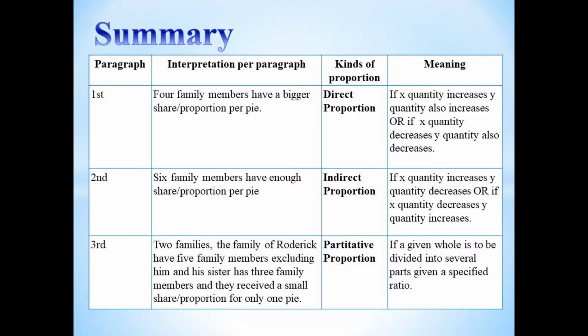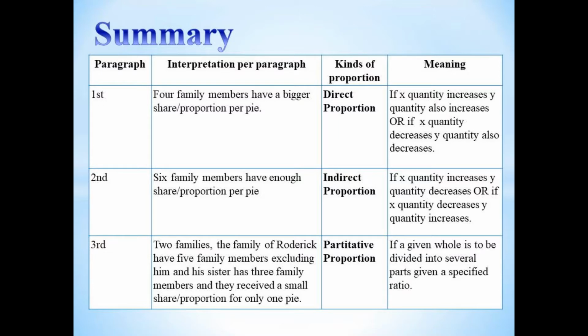Okay, let's now identify the different kinds of proportion as based from the story. In the first paragraph, four family members have a bigger share or bigger proportion per pie. This is an example of direct proportion, wherein if X quantity increases, Y quantity also increases. There are also other instances not related in the story wherein if X quantity decreases, Y quantity also decreases.